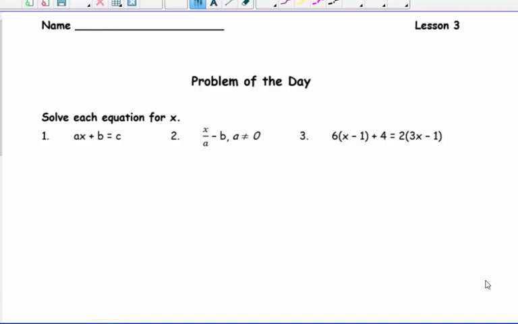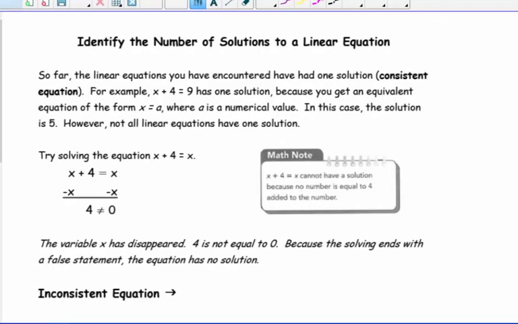The problem of the day, page 10. I'd like you to do this by yourself. So basically you want to get x all by itself. This could be like 3x plus 6 equals 10. If you need help to figure out how do I get this x alone, follow the steps you would do with any two-operation equation. That's a hint for you. So go ahead and do page 10. We'll go over that in class.